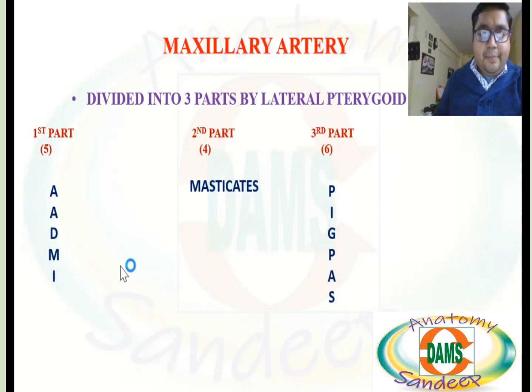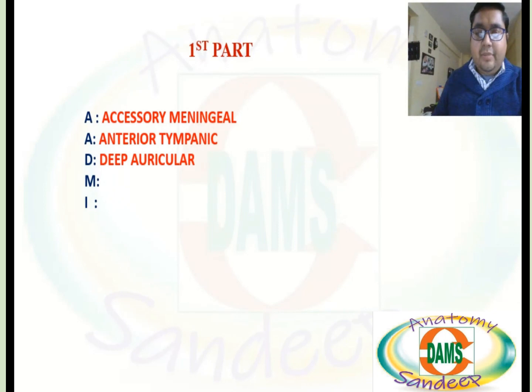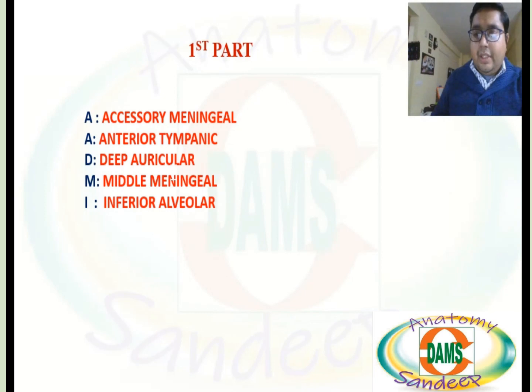Let us discuss the first part, and we'll take all the parts separately. So the first part is this mnemonic: Admi. A is accessory meningeal artery, and next is anterior tympanic. We have deep auricular, middle meningeal and inferior alveolar artery from the first part. So two branches here take care of the meninges, and two, the tympanic and the auricular, are going to take care of the ear part.